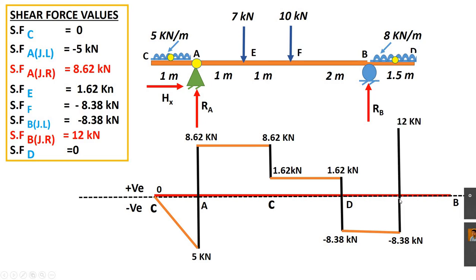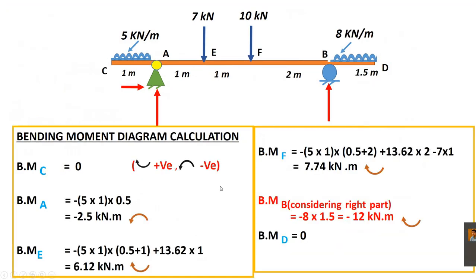Again at B point you have a vertical load, so you will have a vertical line, right? Now at D point, what about the value? Value is 0, okay? In between B to D you have UDL, so you will have an inclined line, right? At D point the value is 0, okay? So this is the shear force diagram: negative shear, positive shear, negative shear and positive shear.